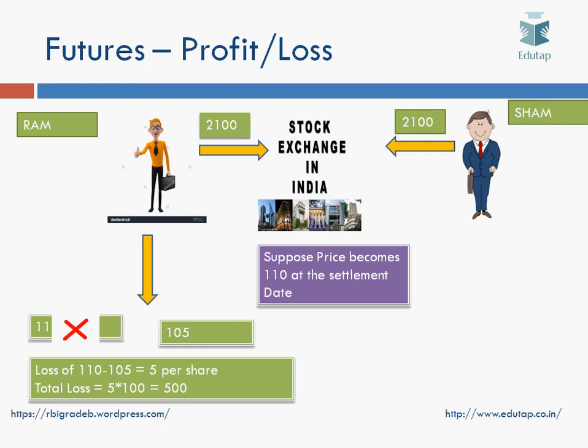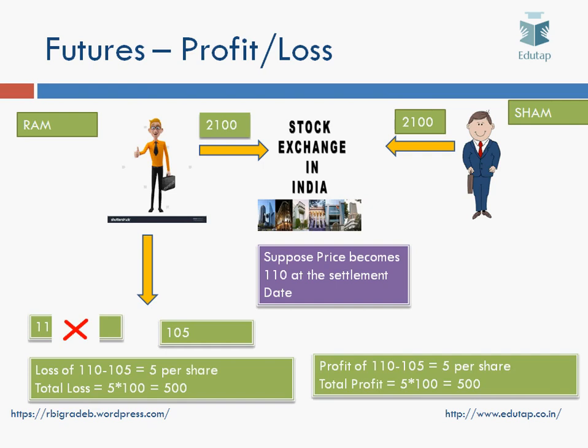Similarly, Sham, who would have got those shares at 110 from the market, would now get those shares at 105 from Ram. So his profit per share would be 5 per share. His total profit would be 5 into 100 shares of Reliance, that is 500.